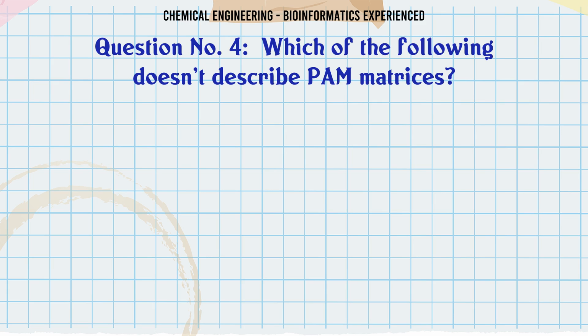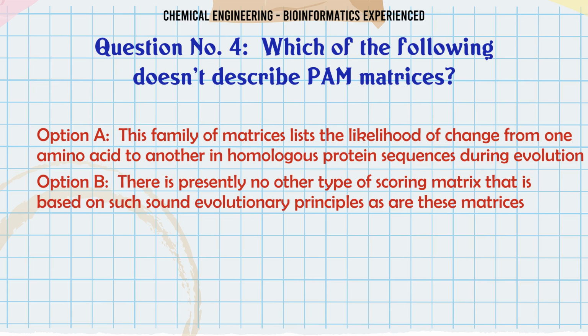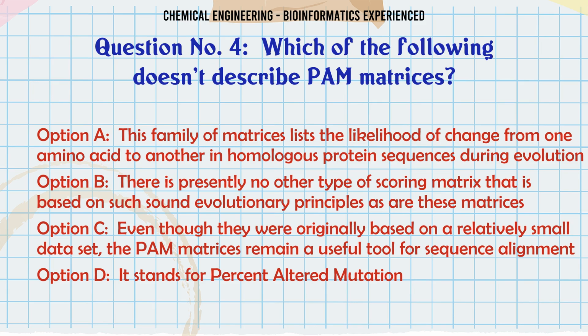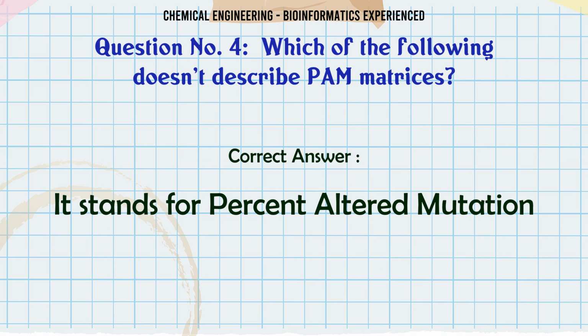Which of the following doesn't describe PAM matrices? A. This family of matrices lists the likelihood of change from one amino acid to another in homologous protein sequences during evolution. B. There is presently no other type of scoring matrix that is based on such sound evolutionary principles as are these matrices. C. Even though they were originally based on a relatively small data set, the PAM matrices remain a useful tool for sequence alignment. D. It stands for %altered mutation. The correct answer is: it stands for %altered mutation.